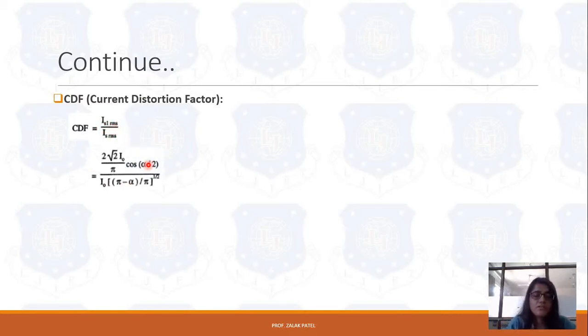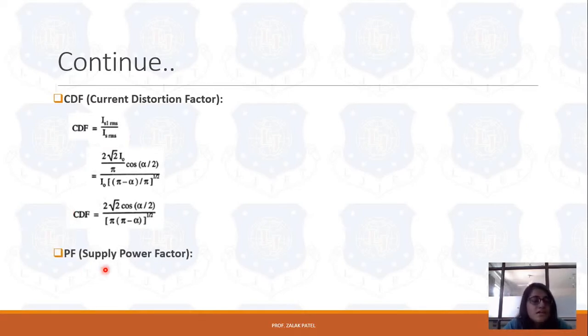The supply current fundamental value is IS1 RMS, that is equal to 2√2 upon pi I0 cos alpha by 2, and the supply current value is I0 into (pi minus alpha upon pi) raised to 1 by 2. Now if we take the ratio of these terms, then I0 will be cancelled out. So it looks like this: 2√2 cos alpha by 2 upon pi into (pi minus alpha) raised to 1 by 2. So this is our current distribution factor.